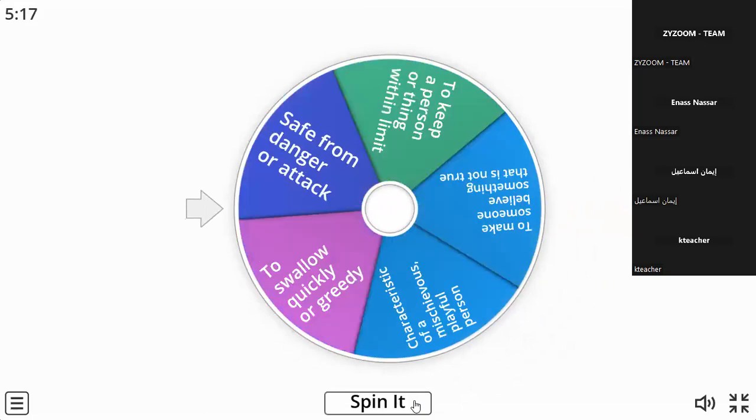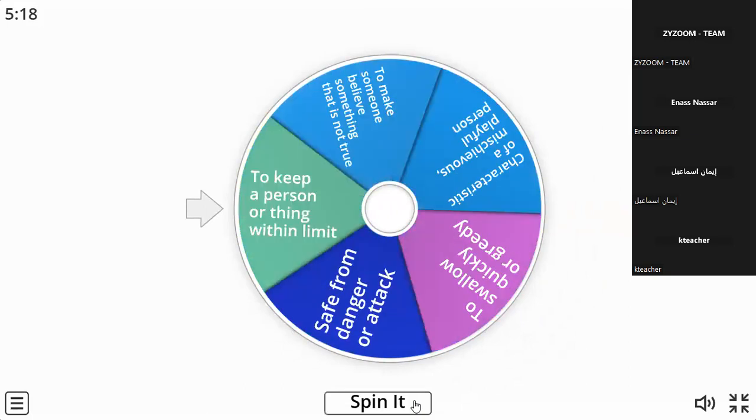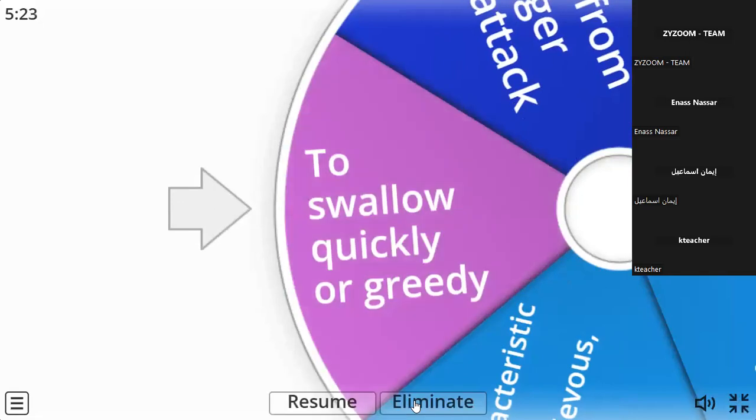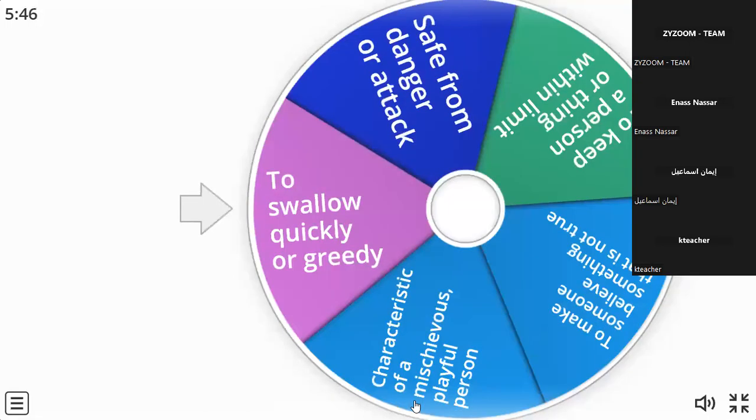Let's spin once more. To swallow food quickly or greedy. To swallow food quickly or greedy. You just asked me about this word one minute ago. Yes, I'll say it now. Gulp. Gulping. Excellent. Gulp. Yes.